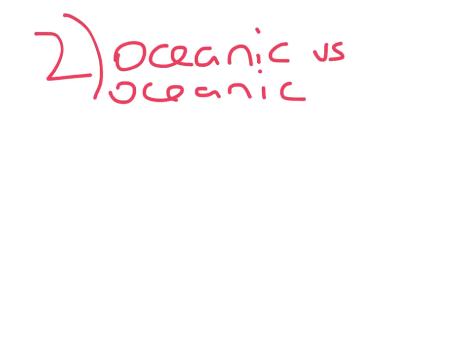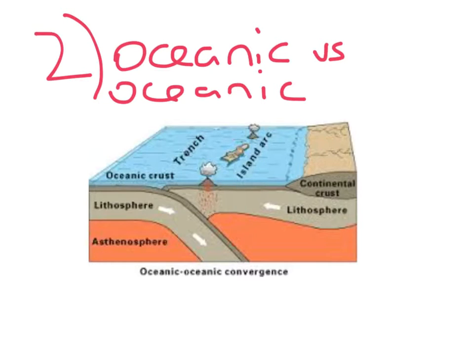Number 2. Oceanic versus oceanic. Now, I'm not going to write so much about this one because it is pretty straightforward. Instead of the last one, where it was oceanic continental, this time it's just oceanic with oceanic. So you have oceanic coming there, oceanic coming in there. One goes down because that one's just the more dense, or the thinnest, or the coldest, and it goes down and subducts. And it's pretty much exactly the same as last time.